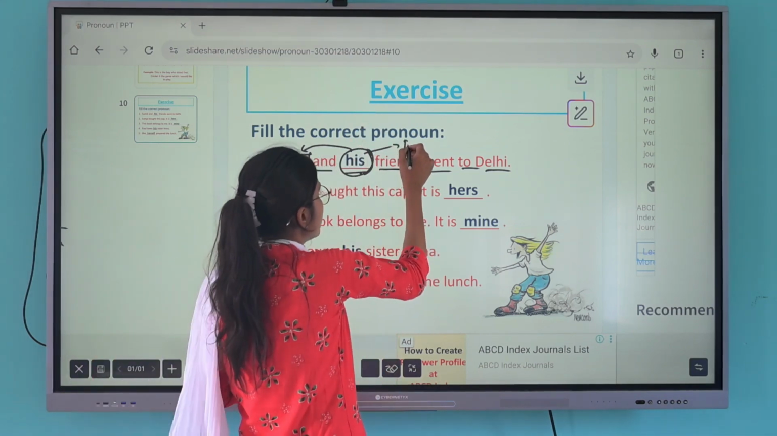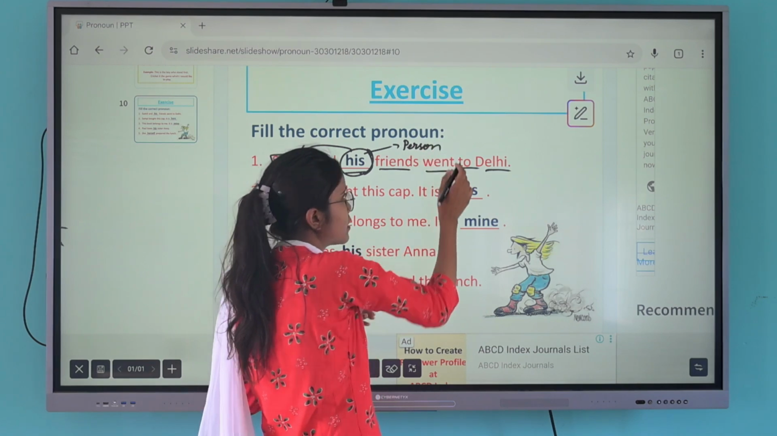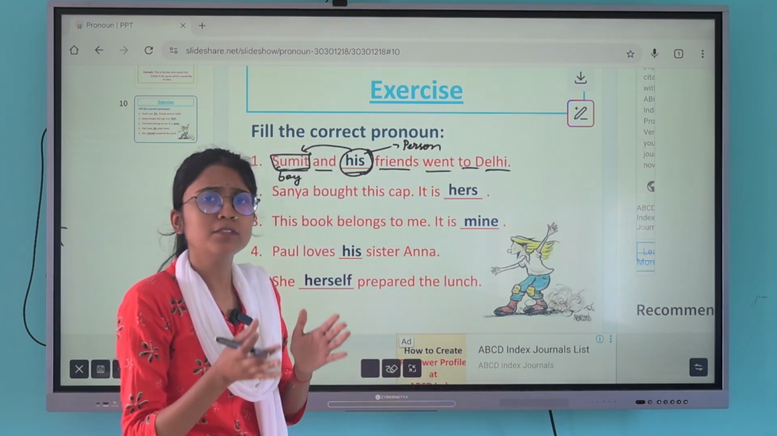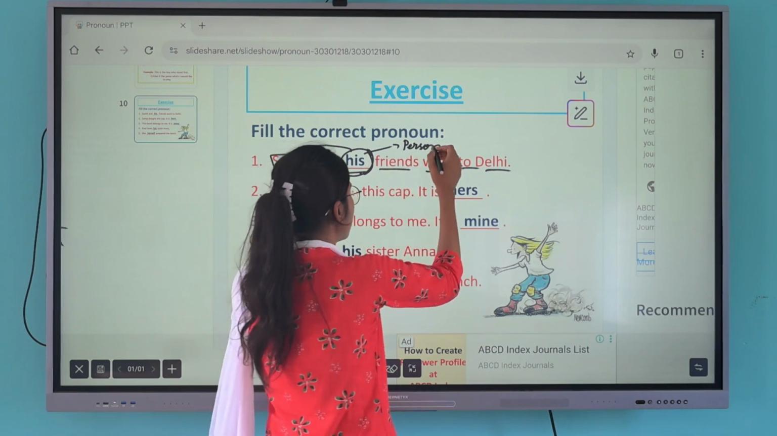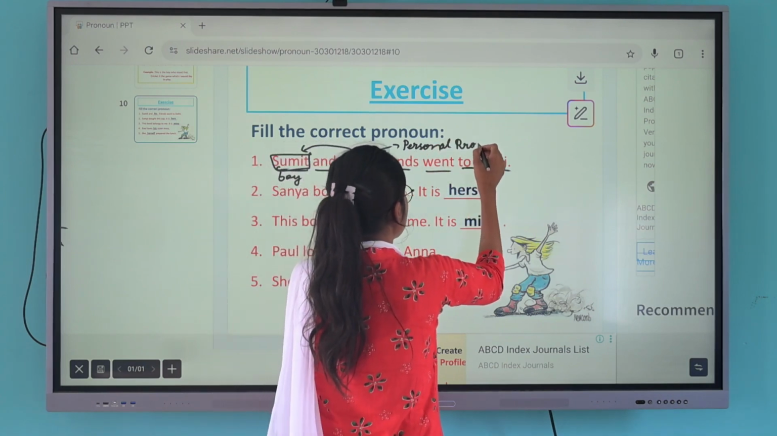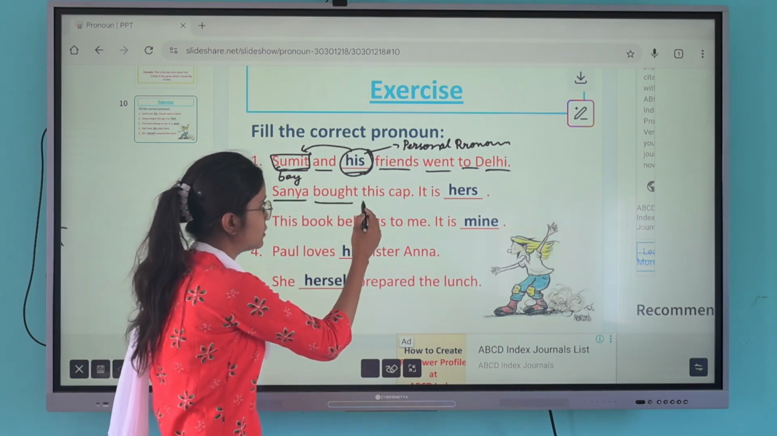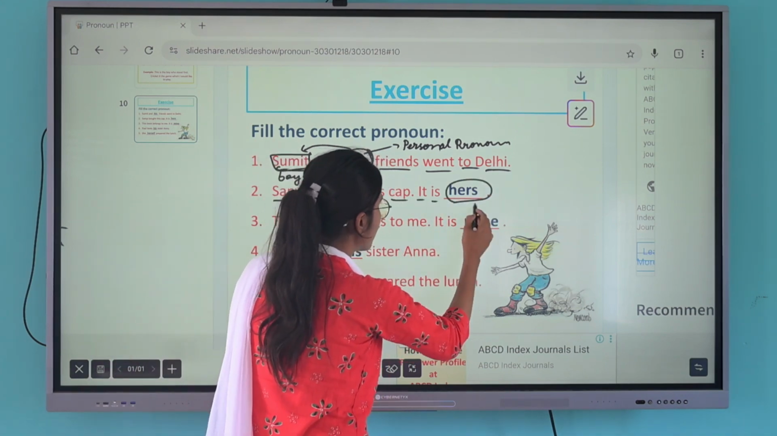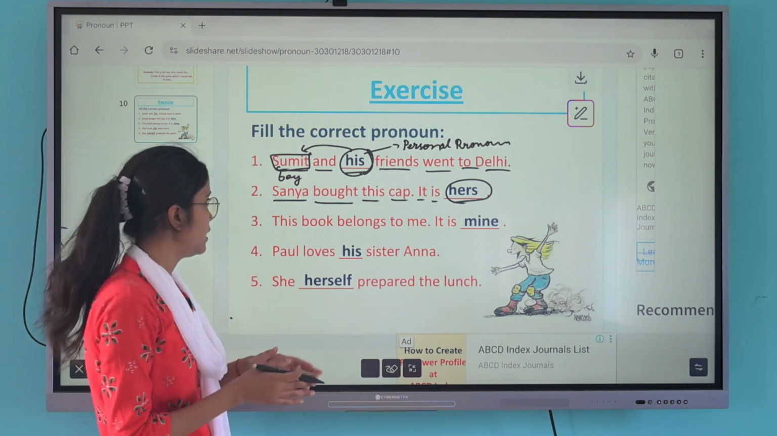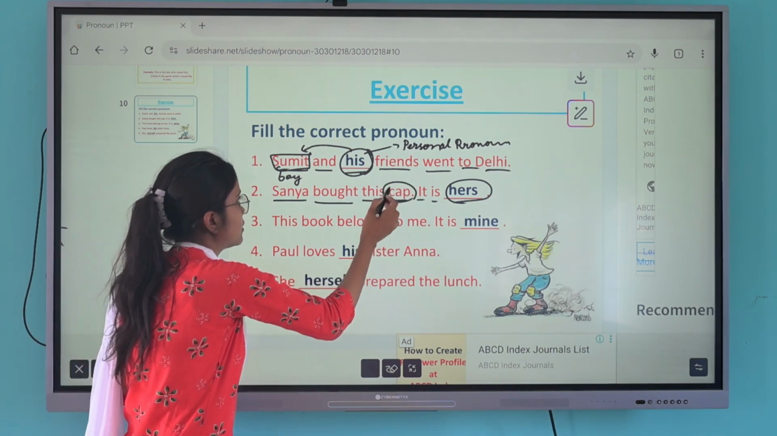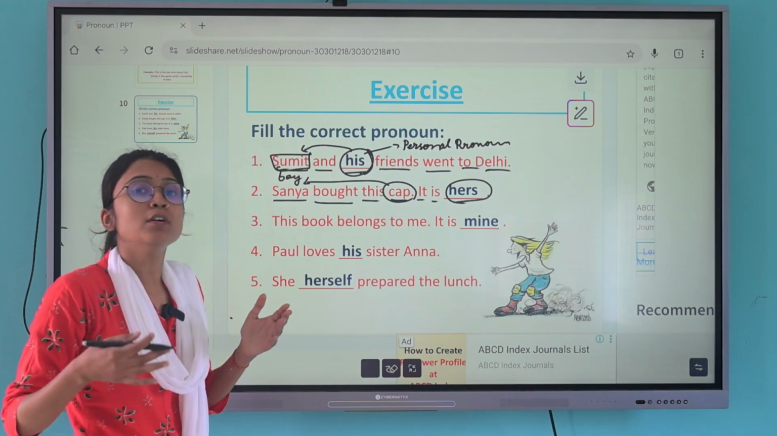His is a personal pronoun. We have discussed that which replaces the name of a specific person or place is included in personal pronoun. So it is personal pronoun. The next one is: Sanya bought this cap. It is hers. So Sanya is a girl, and this cap shows Sanya's ownership. It shows the ownership.